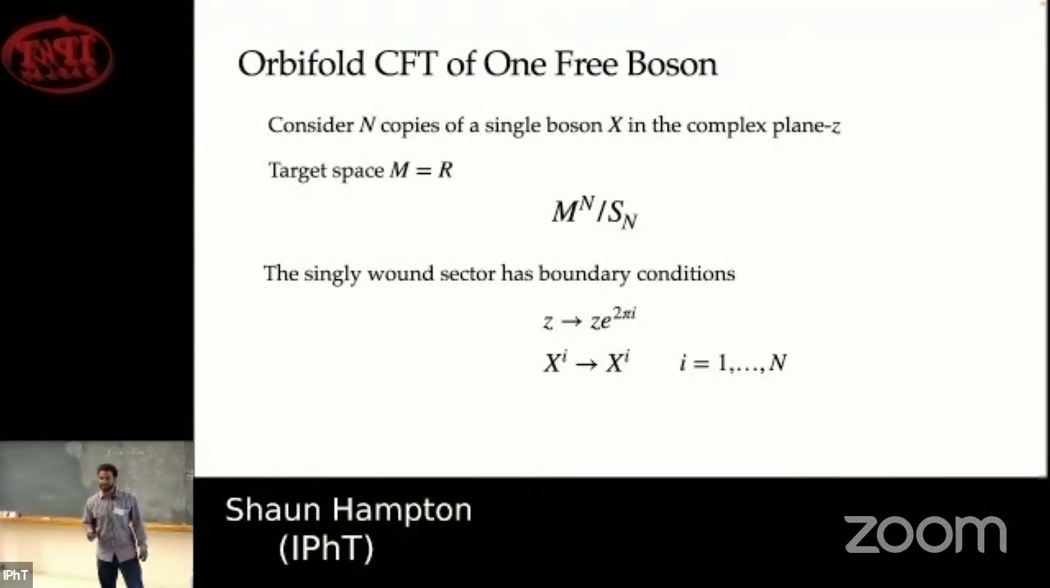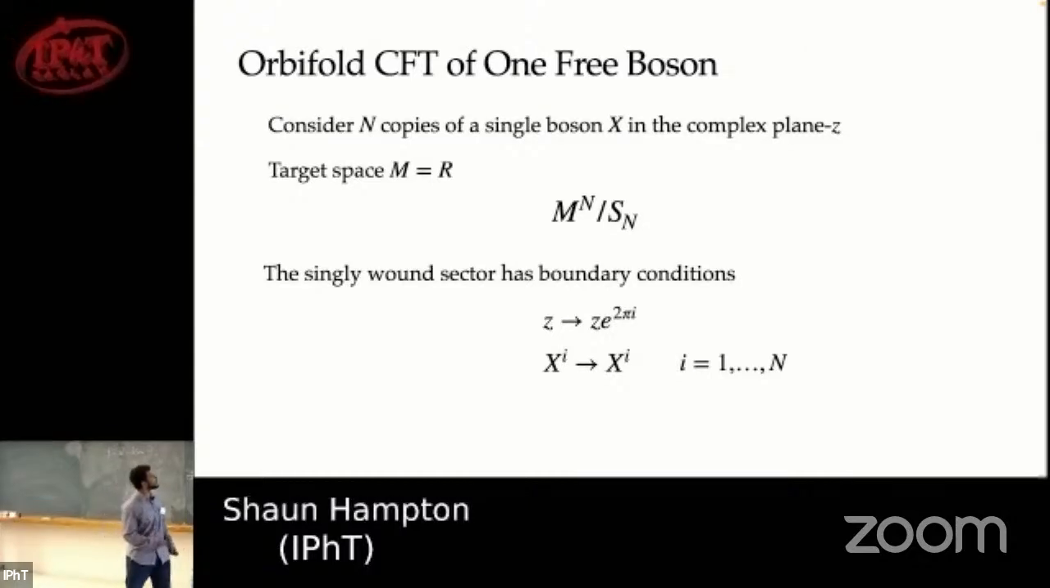What I'm talking about is relevant for the D1, D5 CFT, and we're going to consider just a simple scenario here with just one free boson. So what is an orbifold CFT? Let's consider n copies of a boson X in the complex plane, with some target space, let's say the real line. An orbifold means we act on n copies of the target space with some group, and the group that we're going to use is called the symmetric group.